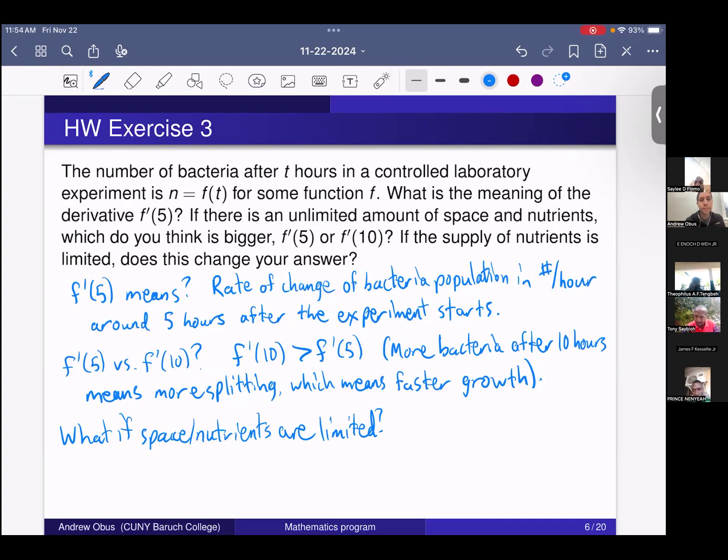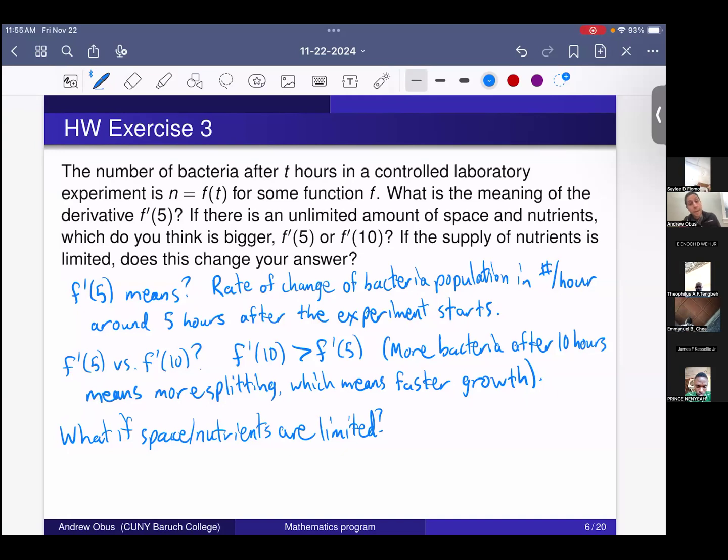Sure. Yeah, if the space and nutrients were limited, it means that in 10 hours it will produce more, and in 5 hours it will produce less. Even if it is not effective, 10 hours will still produce a bit more than the 5 hours.